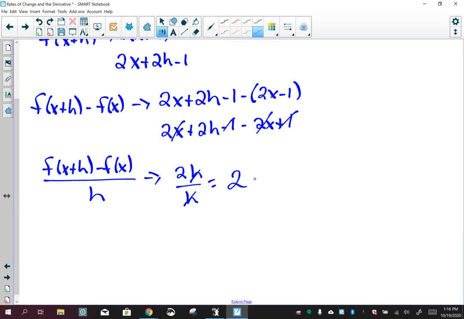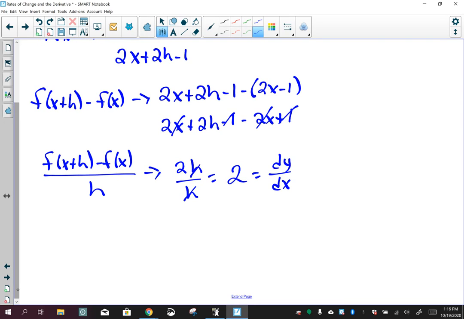And so remember that this here is the same thing as dy dx. So we have verified that the dy dx of 2 is actually the slope for this specific function. Okay. All right. So difference quotient hopefully wasn't too bad for you.